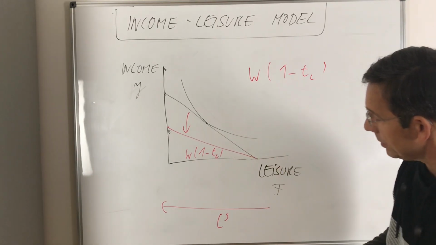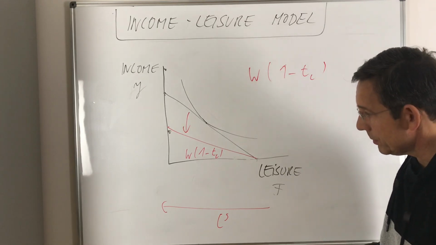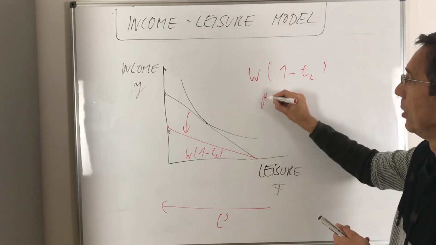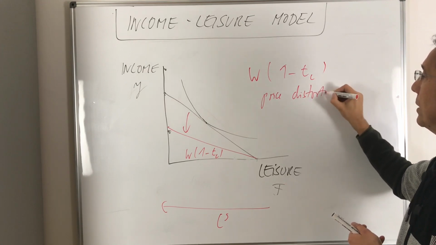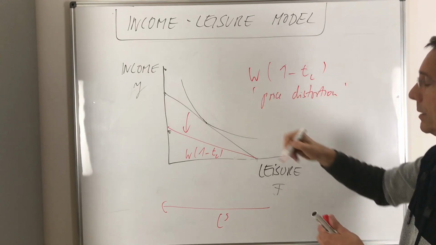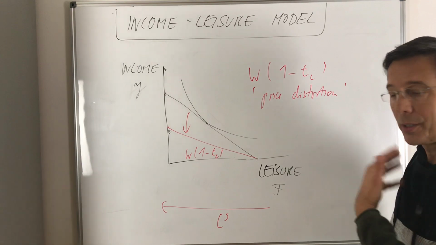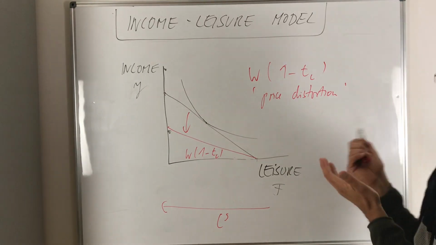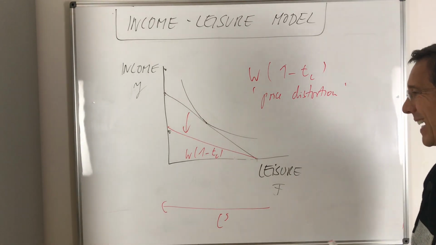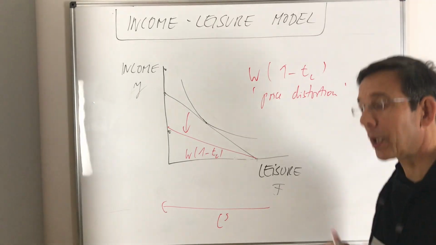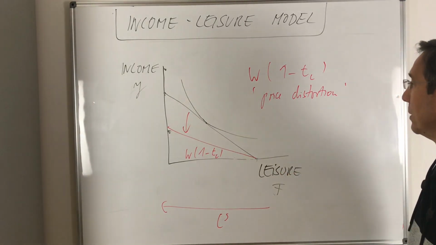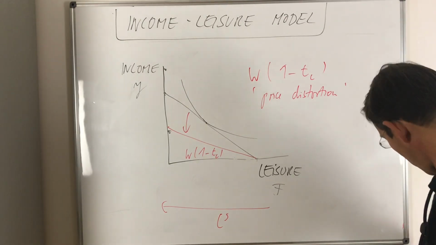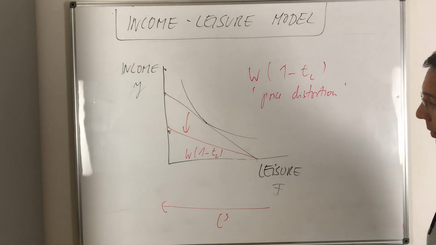gets flatter, gets smaller, and that's what we call price distortion. So the price on the labor market is distorted, so that's what we do not want, because that's associated with dead weight loss. People work less and the total surplus is not maximized. That's what we know from welfare economics.